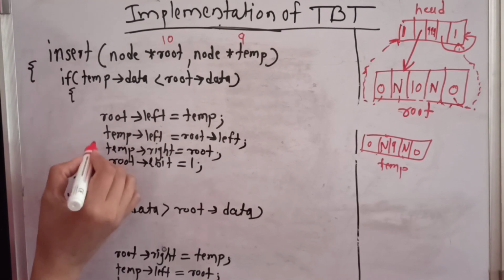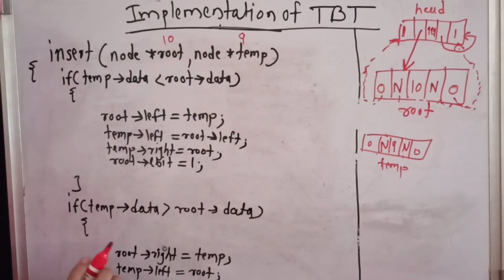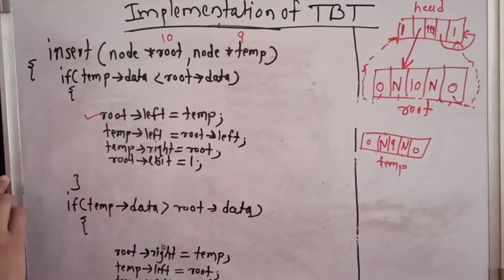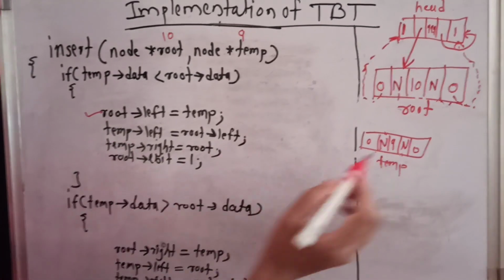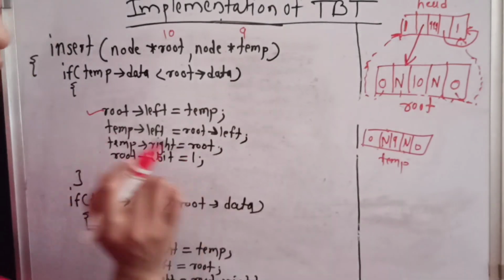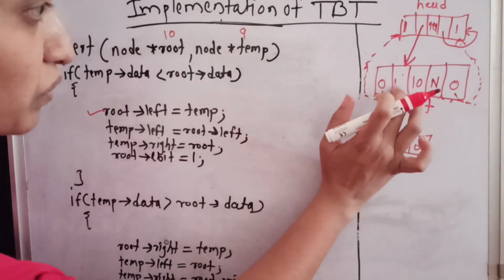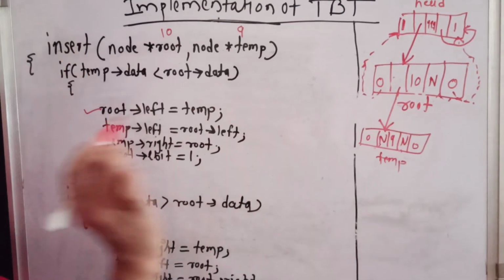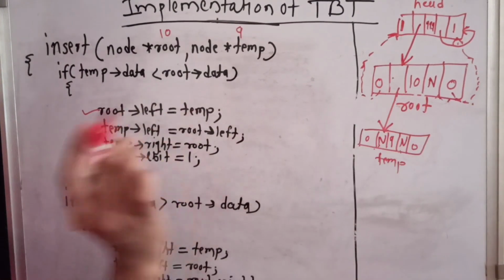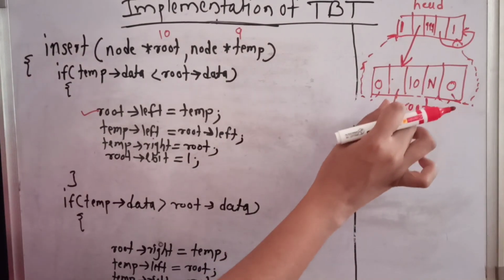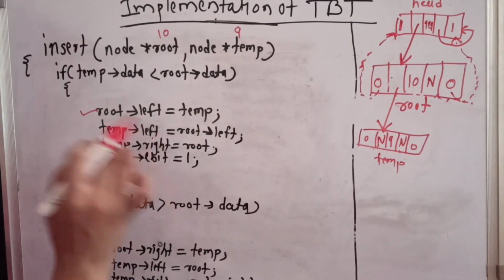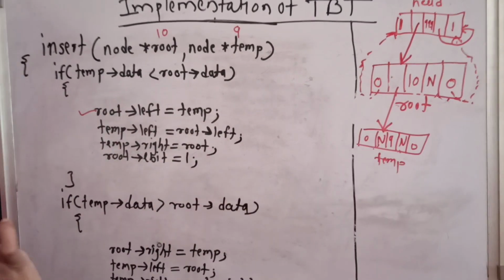As I want to insert this 9 as the left child for this 10, if you see the first statement, I have written root left is equal to temp. That means initially root left was null, but now we replace it and it will contain the address of this node. So the link will be established this way. After execution of this statement, it will look like this.